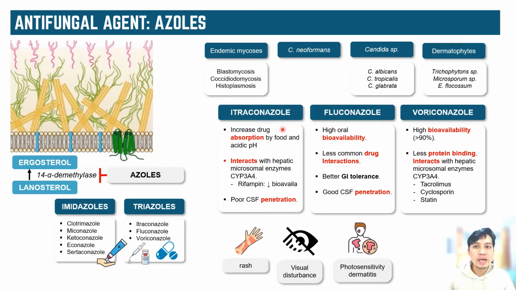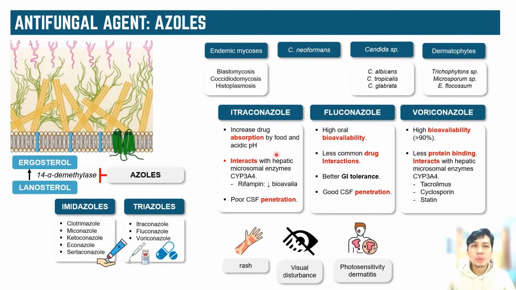Itraconazole and voriconazole show drug-drug interactions because these two agents are cytochrome P450 3A4 inhibitors, which alter the bioavailability of drugs such as rifampin, tacrolimus, and statins. These inhibitions of cytochrome 3A4 can lead to therapeutic failure. In contrast, fluconazole can penetrate the blood-brain barrier and can be used for coccidioidal meningitis.